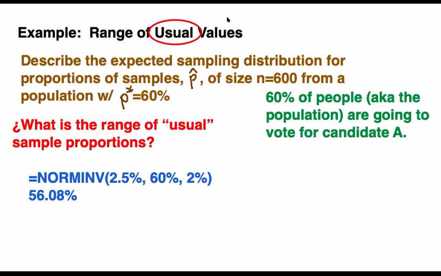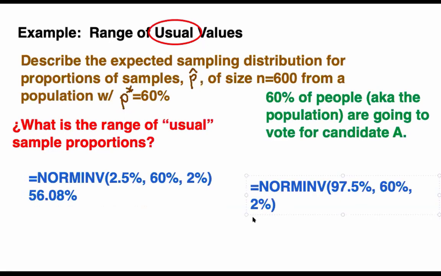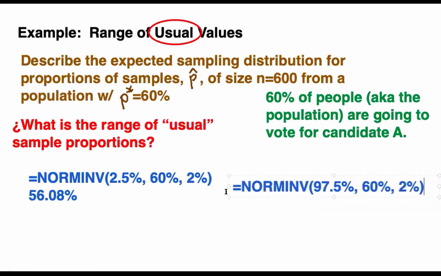I would then do the same calculation, but for the upper 2.5%. So in that case, we would actually be looking at equals NORMINV, 97.5%, comma 60%, comma 2%. And that would give us the value 63.92.